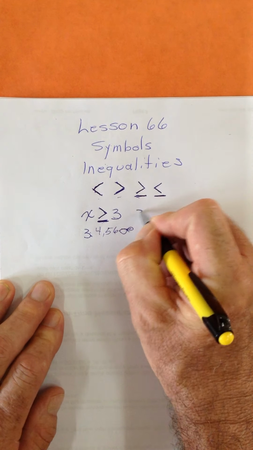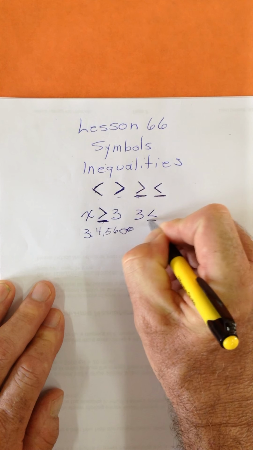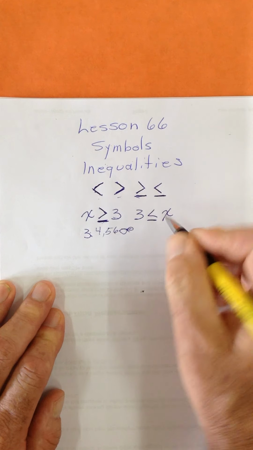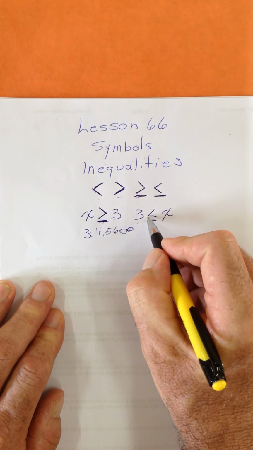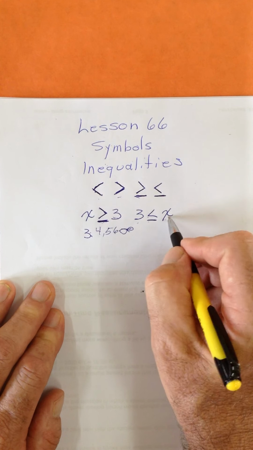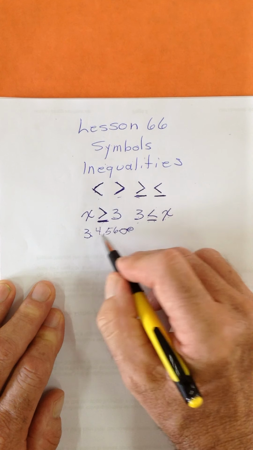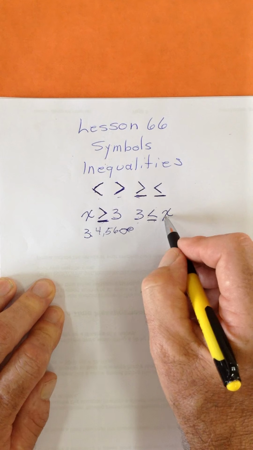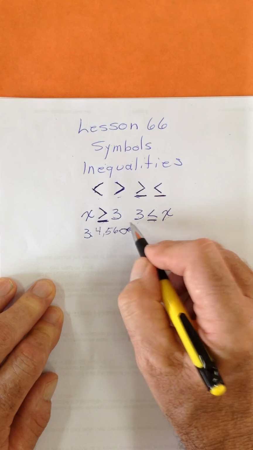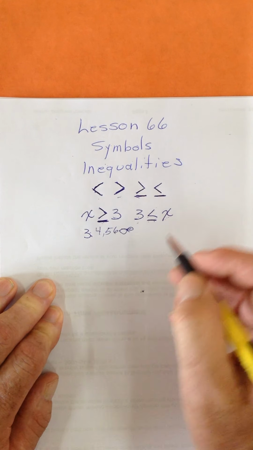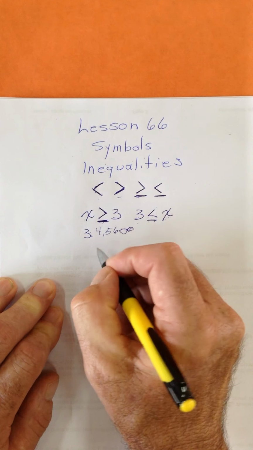If they have it written this way, it's the same thing. 3 is less than or equal to x, or x is greater than or equal to 3. So it's going to be the same thing. Okay? They just have it reversed, but it's read the same way. Same thing with this one.